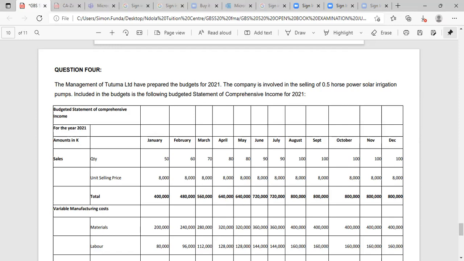Okay, so we have these figures which are included in the budgeted statement of comprehensive income. So we have a period, the months from January to December. So this is the budget for 1 year. So we've got the sales quantity, and we've got the unit selling price. I'm sure you're able to see those figures and their totals as well.